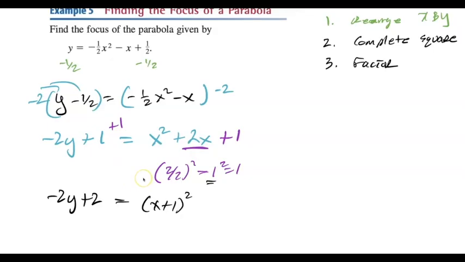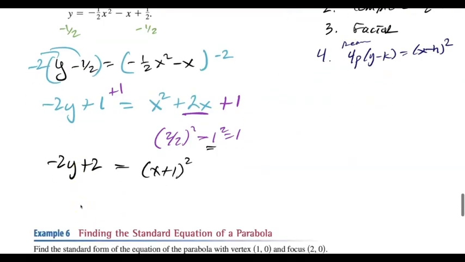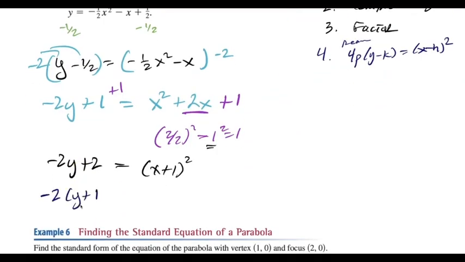Now we get to here, and I want to remind you what a general formula looks like. For a parabola, it is 4p times y minus k equals x minus h squared. We want to make it look like that. So I need the y by itself here. We're going to factor out a negative 2, that makes it a negative 1 right here. If you factor out a negative, you're dividing by a negative. I get negative 2 times y minus 1 equals x plus 1 squared. That's in general form.